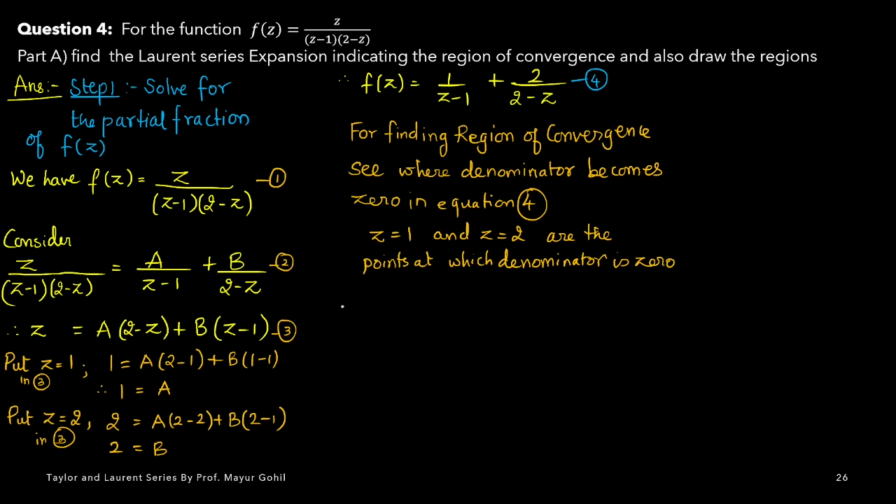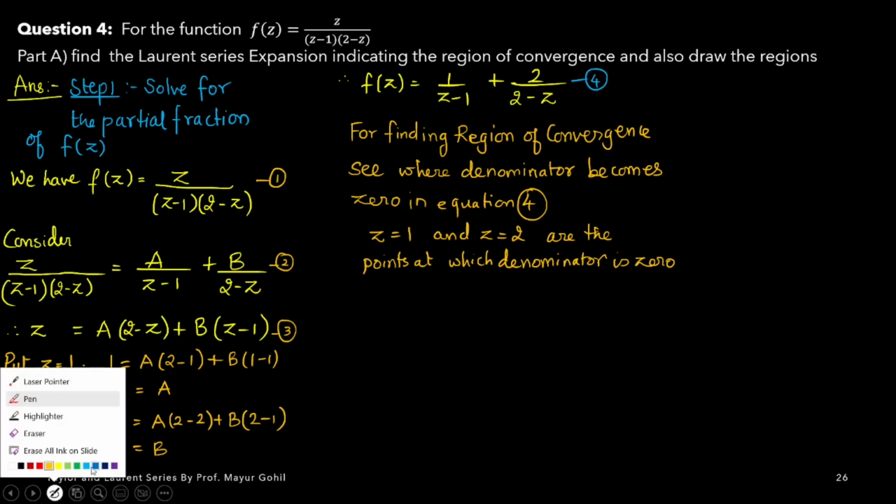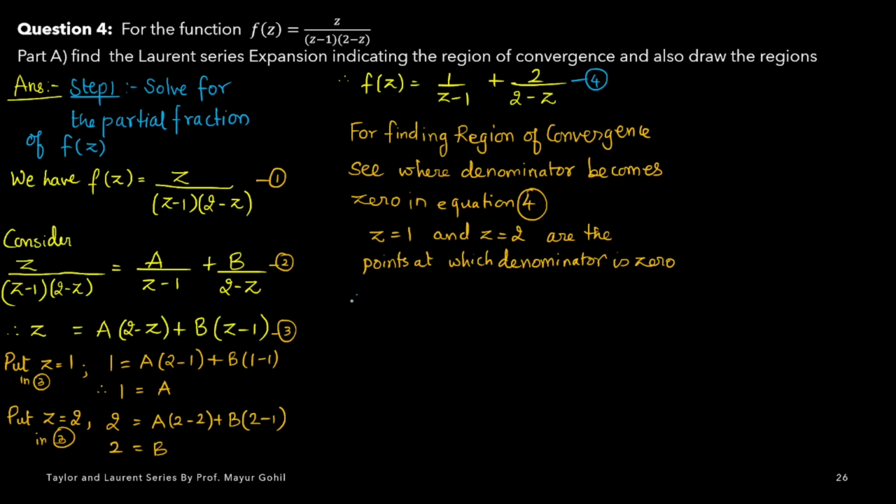So what will happen now? We write down the region of convergence. Therefore, the region of convergence R, the first region, will become mod of z. If no center is mentioned, you always take the center as origin. Nothing is mentioned, so we will take the center as origin. So mod of z is less than the smallest number of 1 and 2, that is, less than 1. That is the first thing.